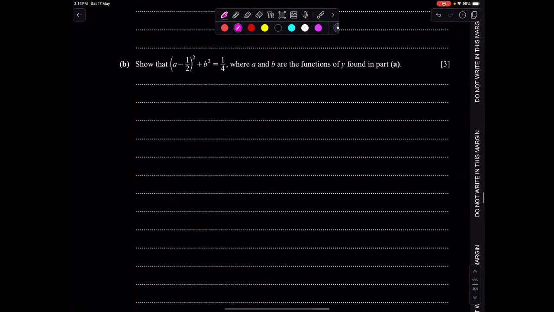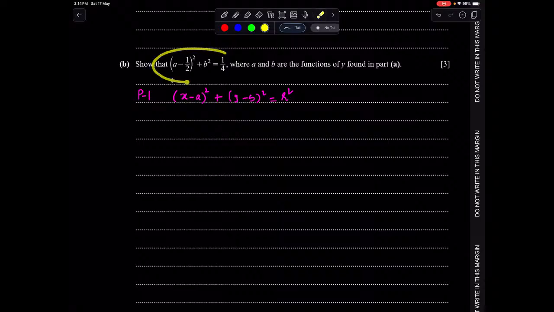Now the next part, and next part is very important. Show that this is equal to 1 upon 4. Before starting this part, let me tell you one very important thing. You have done in P1 equation of circle, x minus a whole square plus y minus b whole square is equal to r square. We have done this. So this is of this type.